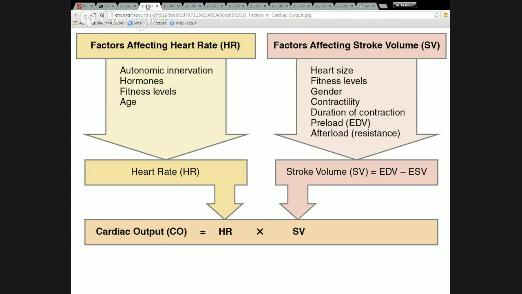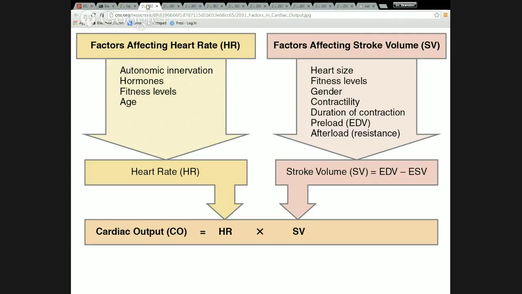Now, maximal cardiac output for your average person is about 3 or 4 times an increase. So your average person can probably go from about 5 liters per minute to 15 or 20 liters per minute. People who are in very good cardiovascular health, people who are athletes that are always training, their maximal cardiac output is actually going to be much higher. They can go to 35 to 45 liters per minute. So they can increase it 7 or 8 times its normal value.